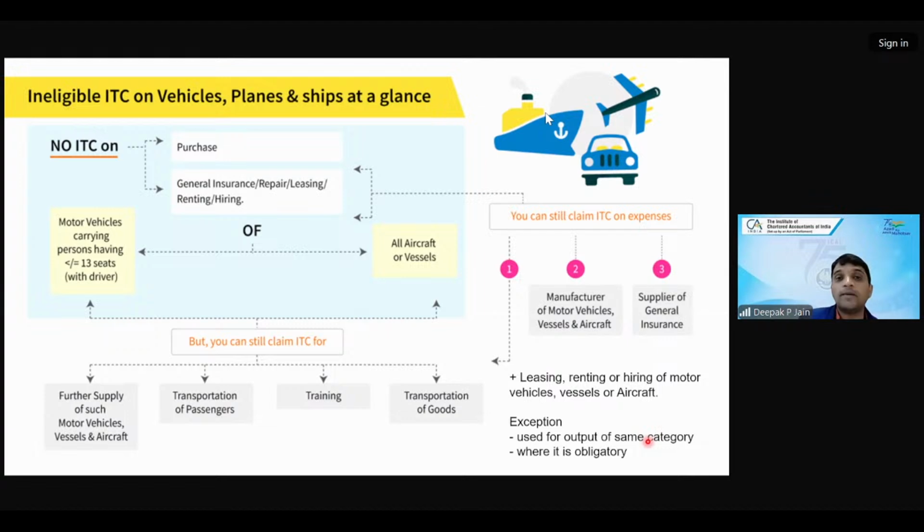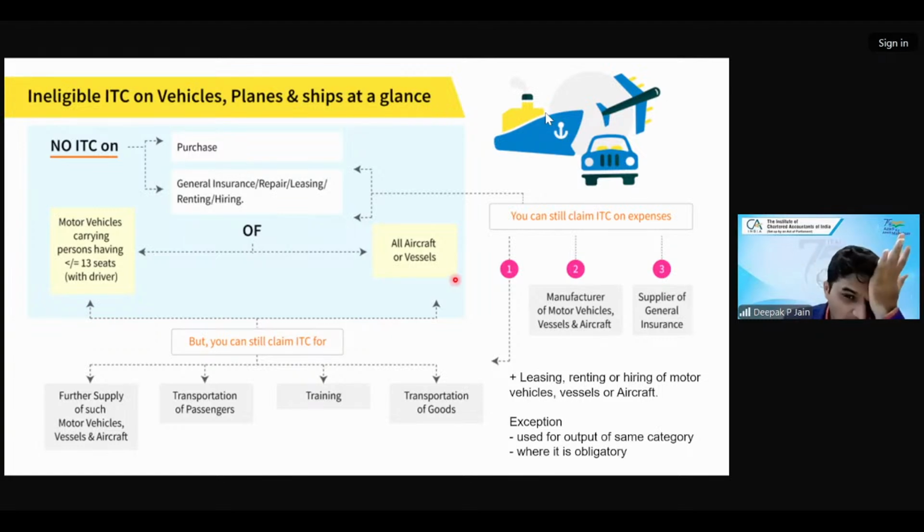And where it is obligatory, where it is compulsorily required by the law. Obligatory means compulsorily required by the law. Like in some states, some labor laws are there, wherein if you are running a BPO, then generally BPOs run at the night shift. So for their safety, they have to hire a car and give it to the employees. So in that case, what happens? They have to use a car for giving it to their employees. There, they can claim the credit because it is obligatory.